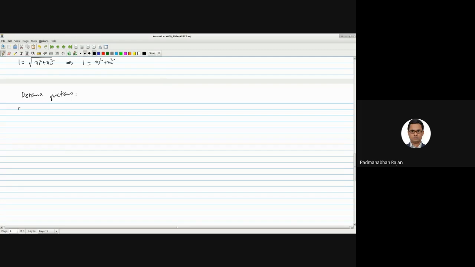Let's say, for example, the sum norm, which is nothing but V1 plus V2 plus up to Vd. This is the sum. We can also have the max norm, sometimes called the V infinity norm, which is nothing but the max.